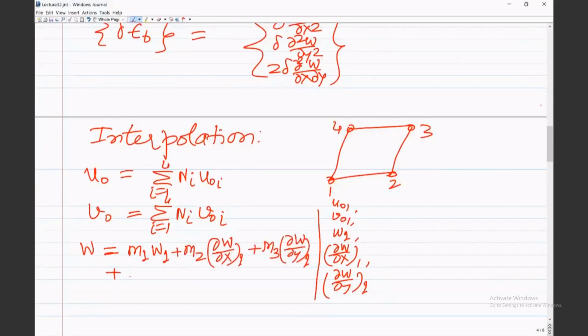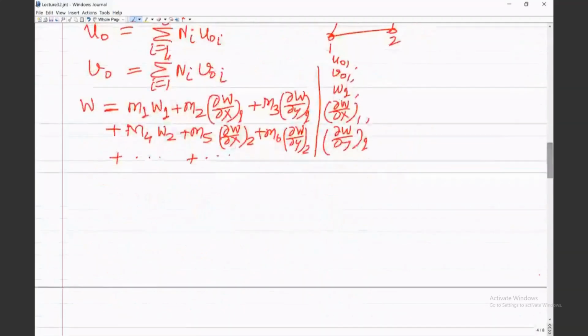Then m4, m5, m6 would be corresponding to the second node. So m4 into w2 plus m5 into del w by del x at 2 plus m6 into del w by del y at 2, and like that. So you write all the terms for w in this manner. And now we need to write the strains in terms of b and l.